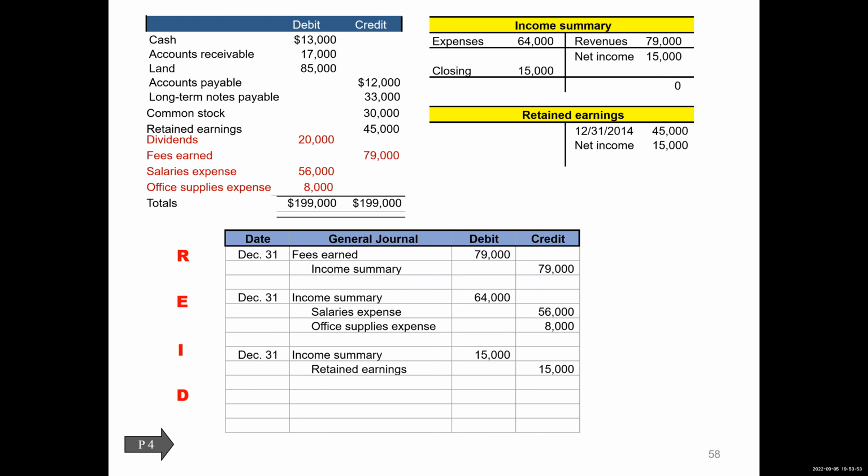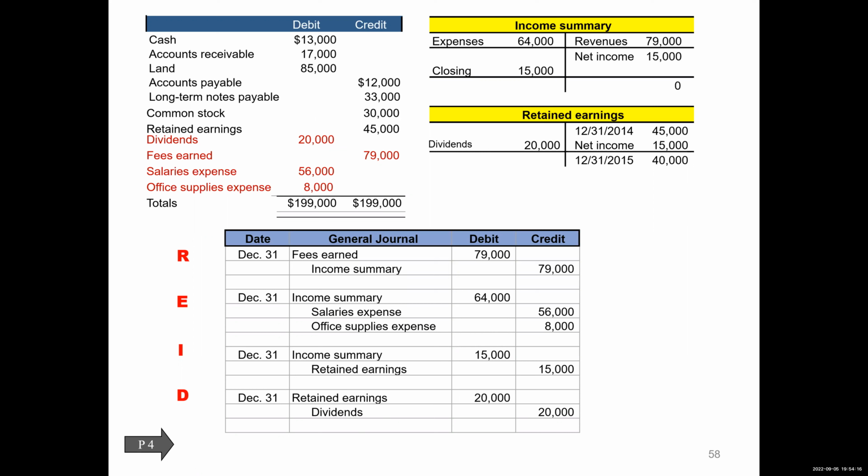Last one, and this is the easy one, is D, close dividends. Okay, if you see here, dividends is a debit balance. Well, how do you close a debit balance? With the credit. So let's do it. We close out the dividends with the credit, and we put it into retained earnings.